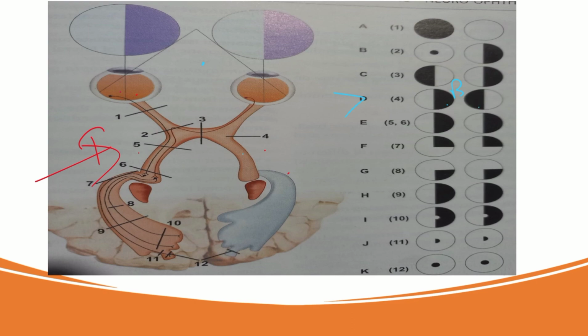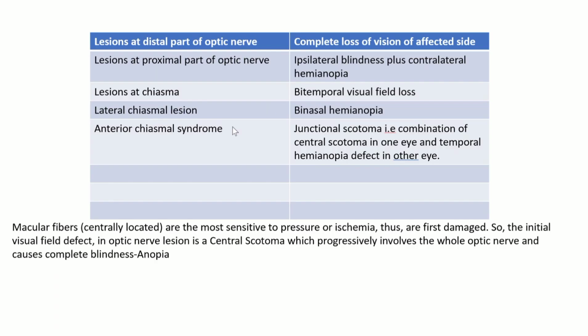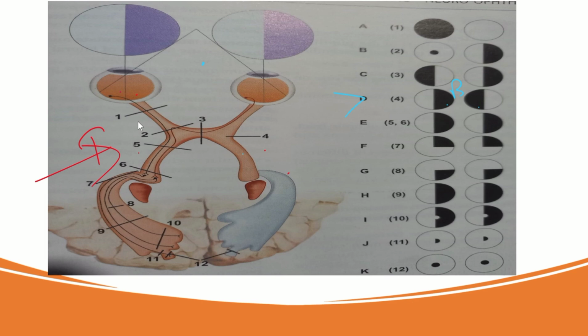Very simple to understand. Lateral chiasmal lesion gives binasal hemianopia, and anterior chiasmal syndrome is similar, not exactly but almost similar, with the lesion at the proximal part of the optic nerve. Here what happens is junctional scotoma, which is the combination of central scotoma in one eye and temporal hemianopia in the other eye.